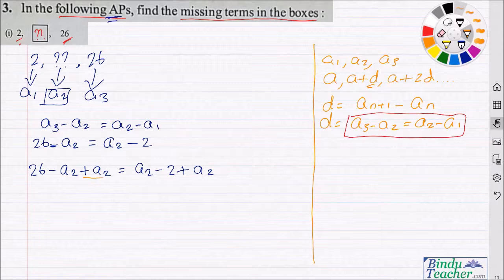So you see, we did the same operation on both the left hand side and the right hand side of the equation to keep the equation balanced. Okay, so once we have written this, now we can see minus A2 and plus A2 cancel out each other. So we get 26 equals, we have A2 and A2 here, and both are plus symbol, so which means they will add up to become 2A2 minus 2.